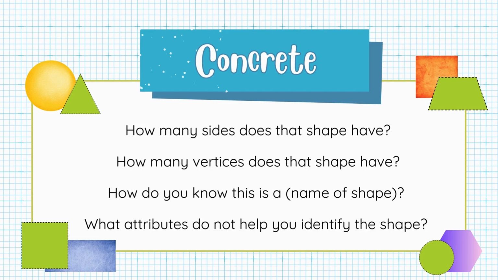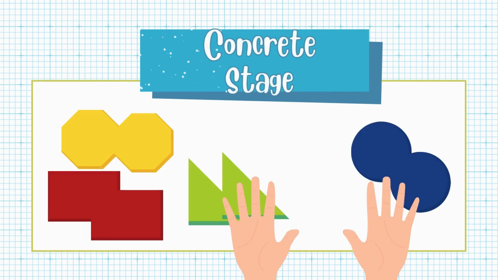Allow students to explore each shape with their hands while asking fundamental questions such as how many sides does that shape have? How many vertices does that shape have? How do you know this is the name of the shape? What attributes do not help you identify the shape? Using concrete models such as plastic or wooden shapes makes it easier for them to classify and sort 2D shapes based on attributes.